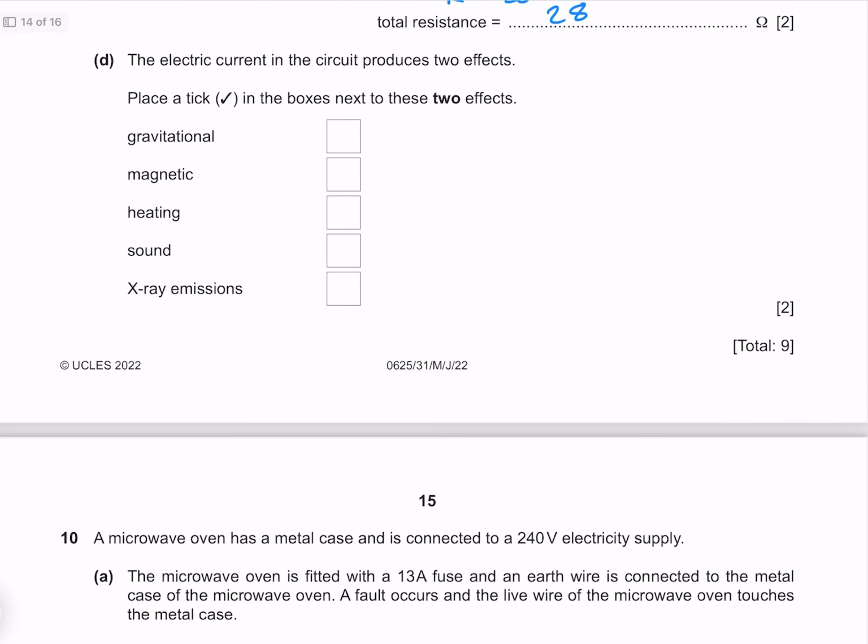The electric current in the circuit produces two effects. Place a tick in the boxes next to these two effects. Not gravitational. Electric current does generate a magnetic field. There will also be heating because we have electrical resistance. There's no reason to expect that there will be sound or X-ray emissions.